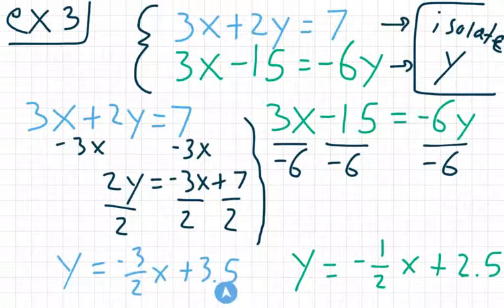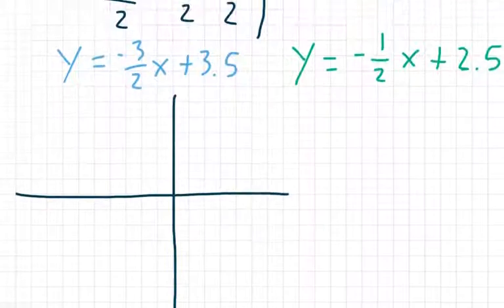In the green one, there's just one step, right? Divide by negative 6. Get rid of that negative 6 up here. So when you do that, you get y equals negative 1 half x, 3 over negative 6. And then negative 15 divided by negative 6 becomes a plus 2.5. So now I'm going to graph these two equations here.